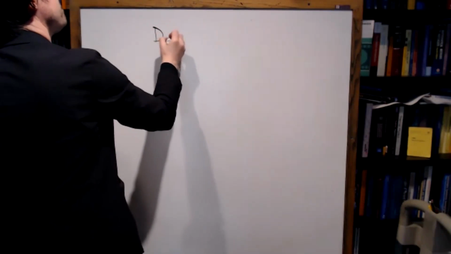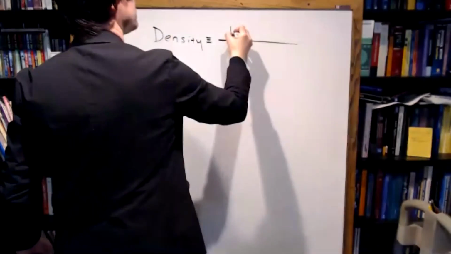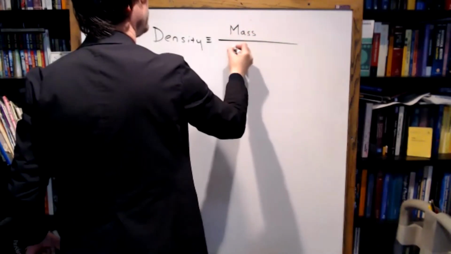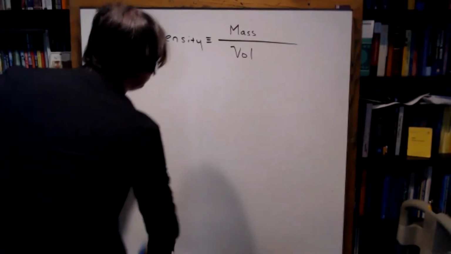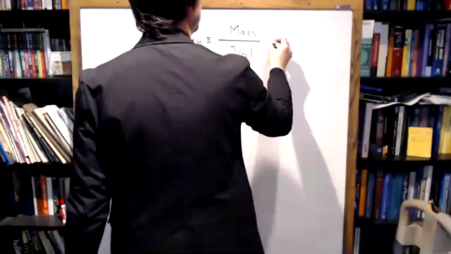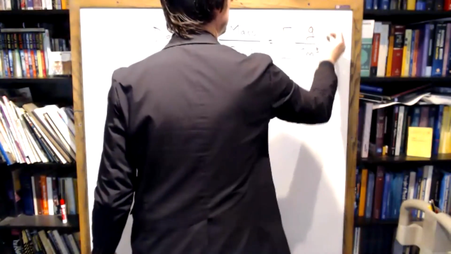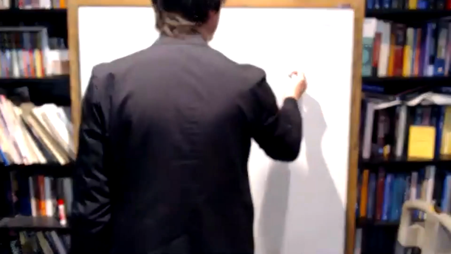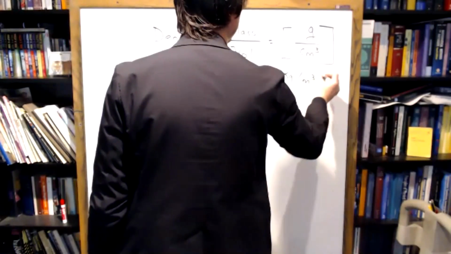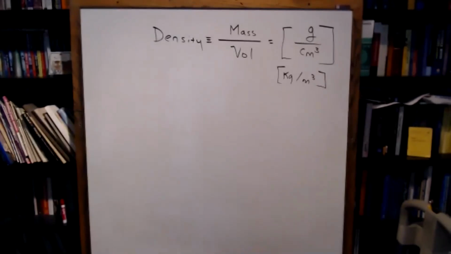So density is defined as mass per unit volume. The typical units that we traditionally use are grams per cubic centimeter, because that's how they tend to be measured inside of a laboratory. You could also use kilograms per cubic meter, but these are less common. Sometimes planetary scientists will measure things in kilograms per cubic meter.